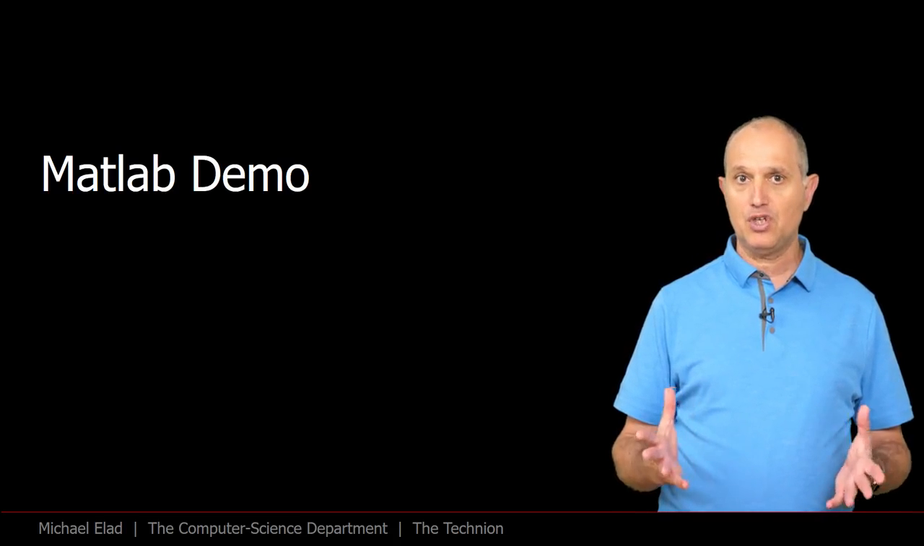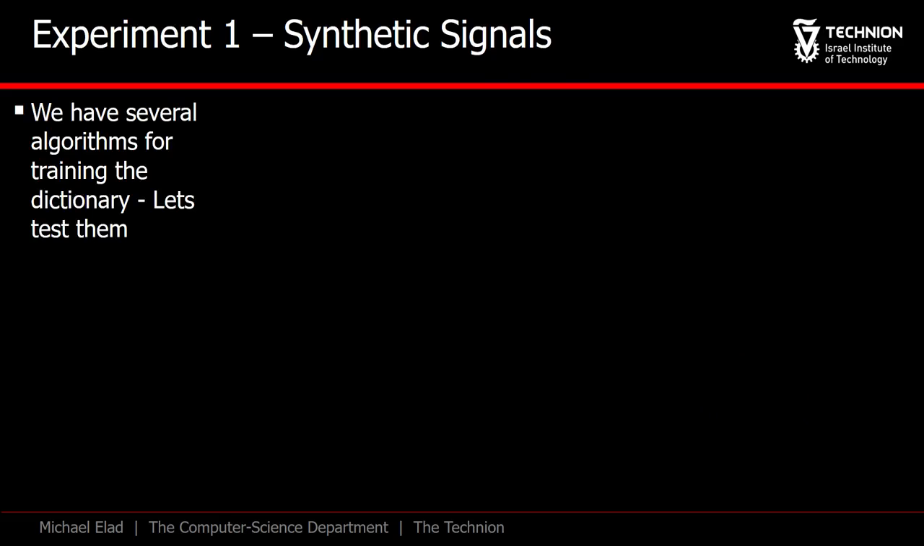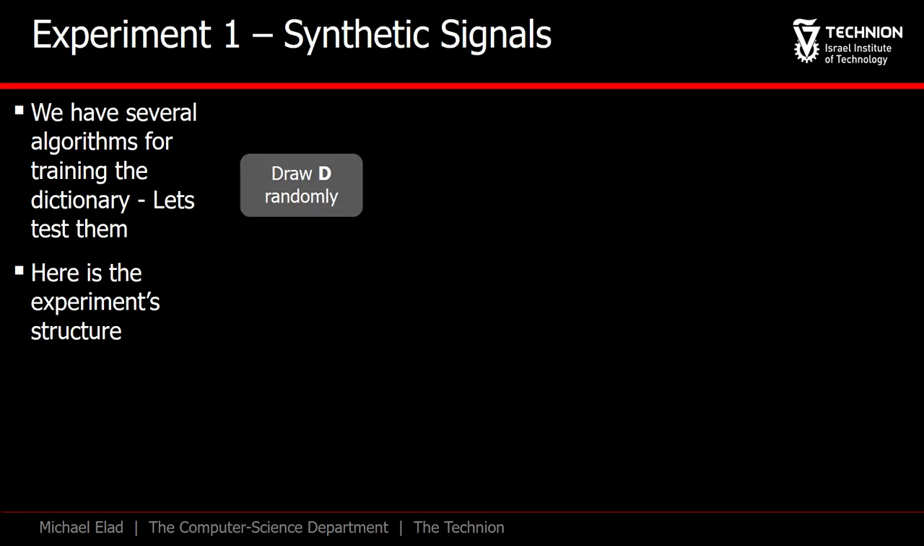We turn to present a MATLAB demo for this topic of dictionary learning. We start with a synthetic experiment in which we compare the dictionary learning algorithms we have just presented. Our experiment starts with the creation of a random dictionary D of size 30 by 60 elements with normalized columns.